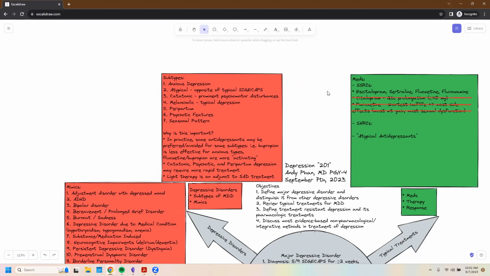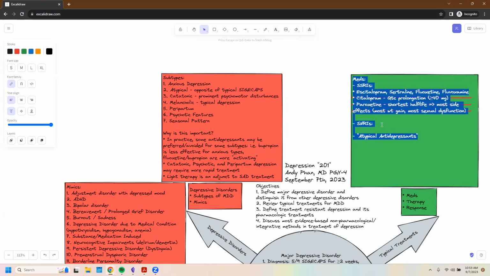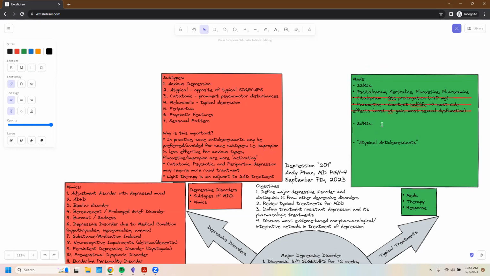Black box warning for pediatric population, short-term increased suicidality. So that's actually all the way up until I think age 25. And that includes all of the SSRIs, SNRIs, as well as some bupropion too. So that's a good point to look out for. Good. Okay. And what are the 2 SNRIs that y'all can think of?